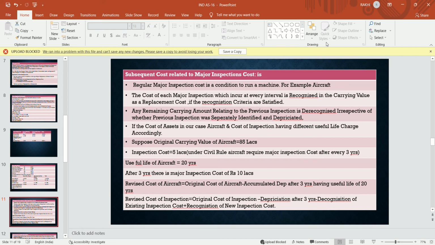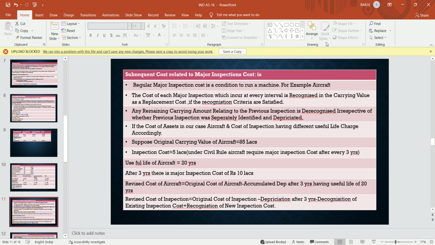Means we are taking the example of aircraft. In order to run that aircraft, at regular intervals there is some cost incurred. That cost is related to inspection cost. At regular intervals, inspection cost is incurred in case of an aircraft, to check whether the aircraft is running properly or not. The aircraft is perfectly okay, but still that cost is incurred to check the condition of the machinery, and that cost is incurred on a regular basis, and the amount is not minimal. The inspection cost related to an aircraft is a major cost.